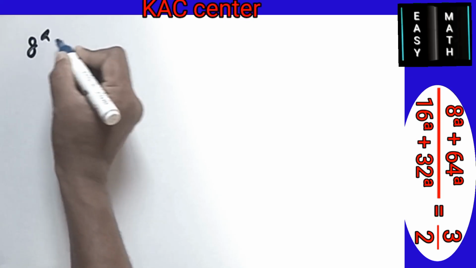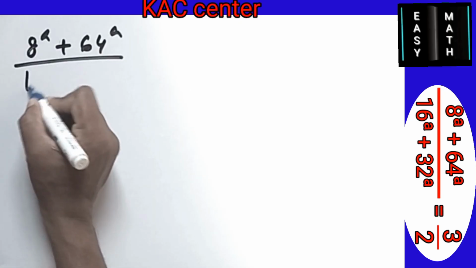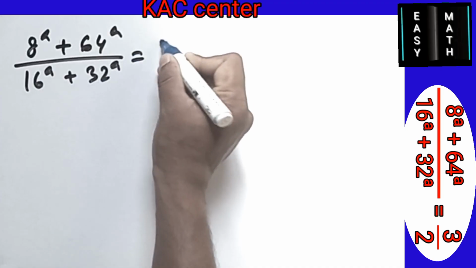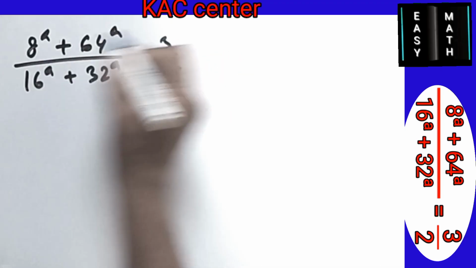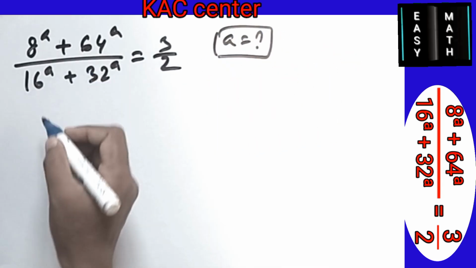2^a + 2^(-a)... given the equation, and (3/2)^a... So find out the value of a. How to find out this value of a?